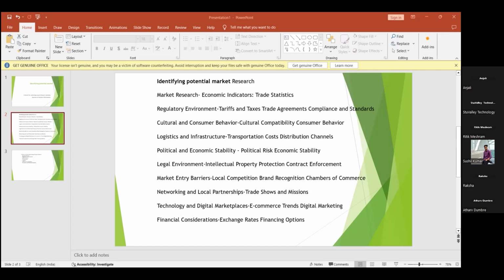So in logistics, three things come. First is the transportation cost: which mode you are using for transportation, the sea route or the air route. Next comes the distribution channel: how your product is distributed from one country to another. Under that come online platforms, then partnerships, then local retailers, and then it moves to the end customers, that is, the consumers.